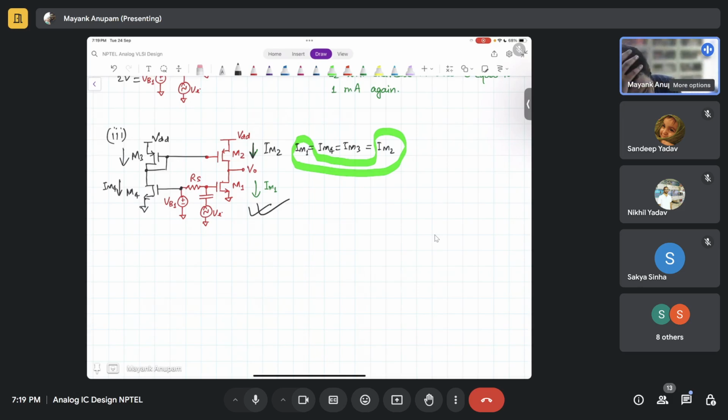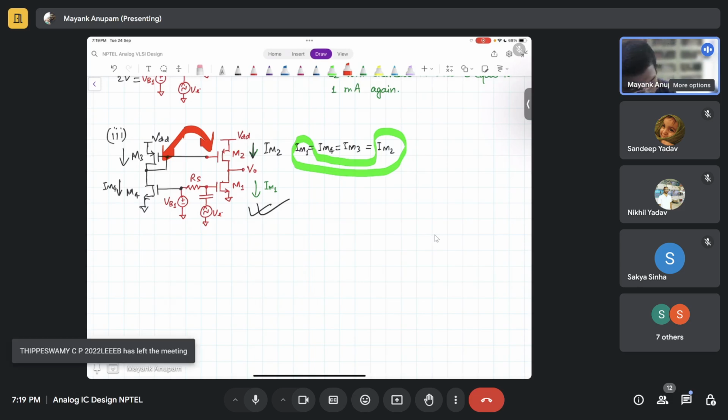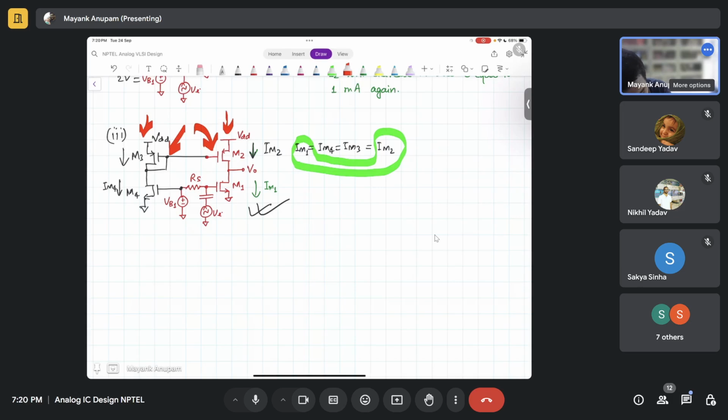This is how the name of the current mirror came into being. However this transistor moves, in exactly the same manner this one will also move. They try to mimic each other. So if there is some change in the threshold voltage or anything else here, in the same manner this one will also respond. In whatever way this voltage changes, this voltage will also change, and the overall current will remain the same in both branches. That is how the name comes.